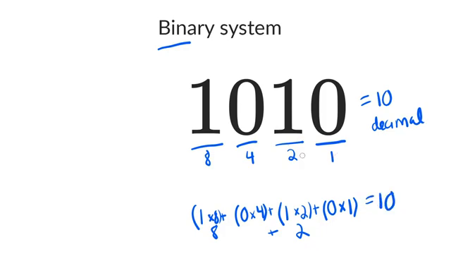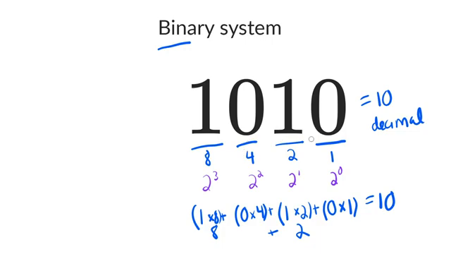In the decimal system, each of these places represented a power of 10, but in the binary system, each place represents a power of 2. The first bit is 2 to the 0 power, it's 1. The second bit is 2 to the power of 1, which is 2. The third bit is 2 squared, 2 to the power of 2, which is 4. And this fourth bit is 2 cubed, 2 to the power of 3.